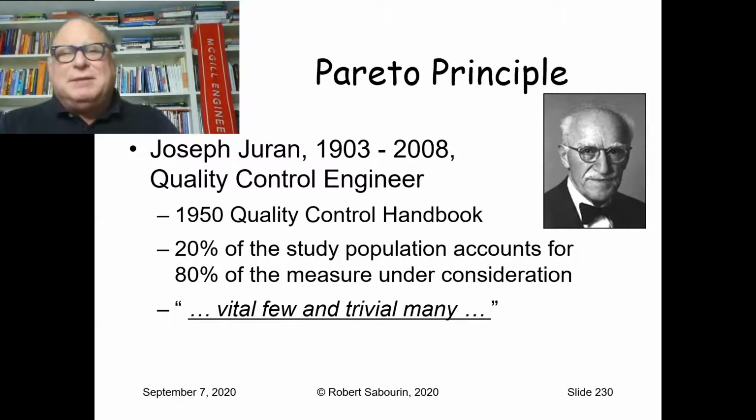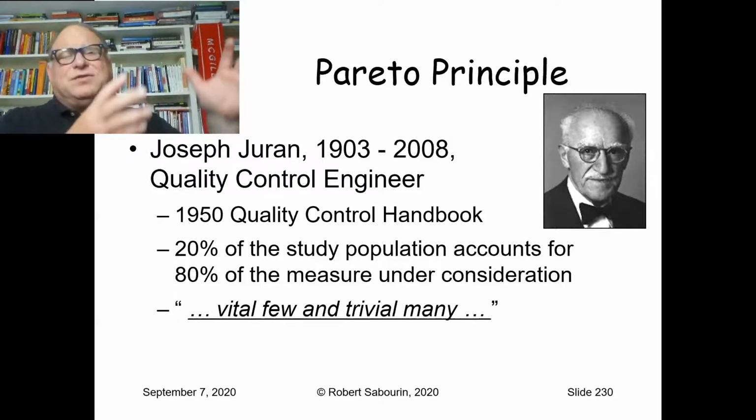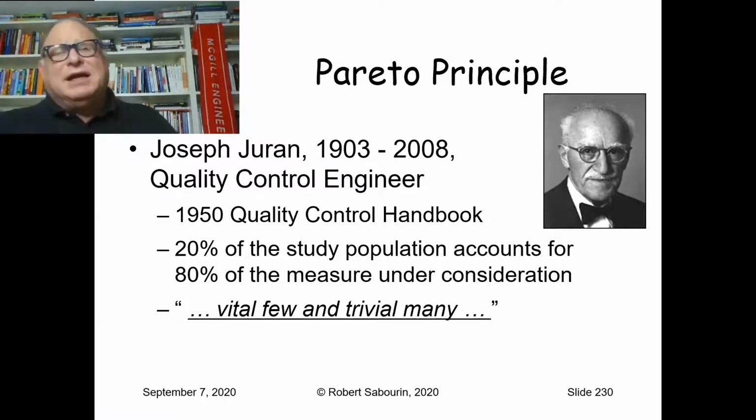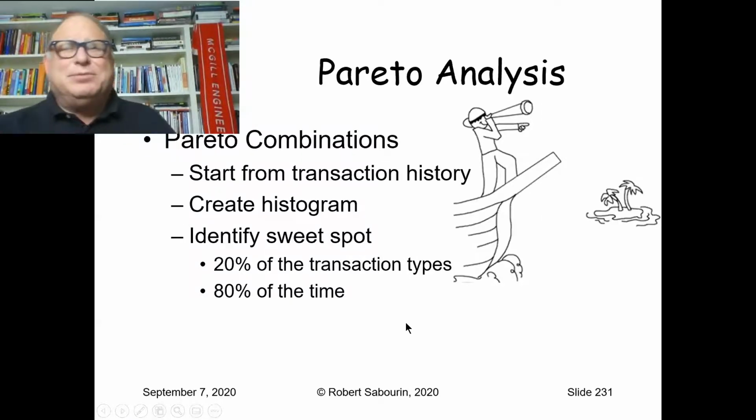So this became known as the 80-20 rule, which goes like this: 20% of a studied population accounts for 80% of the measure under consideration, or to put it in very simple terms, there is always a vital few and a trivial many. And what are they? If we know them, then we can focus our experiments on the vital few, get the thing optimized and working for that, and we'll be in good shape economically and from an engineering perspective.